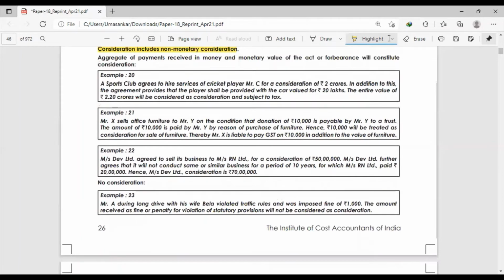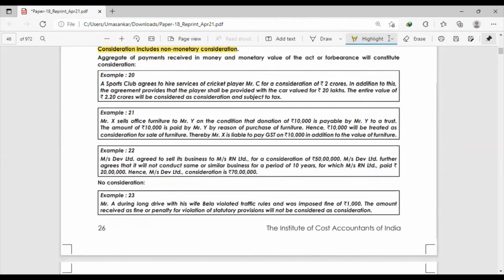A sports club agrees to hire the services of cricket player Mr. C for a consideration of 2 crores. In addition to this, the agreement provides that the player shall be provided with a car valued at 20 lakhs. So your consideration for hiring services will be 2 crores. Along with this, the car will be given at a value of 20 lakhs.